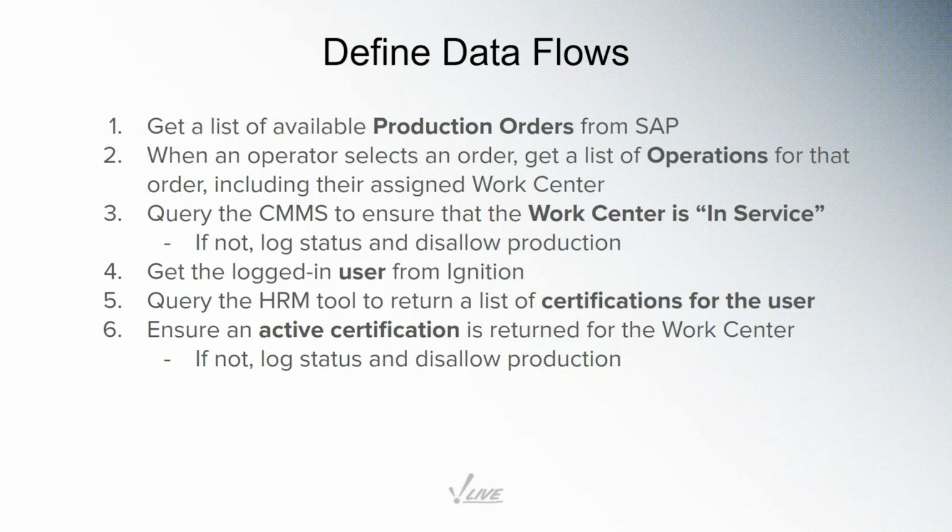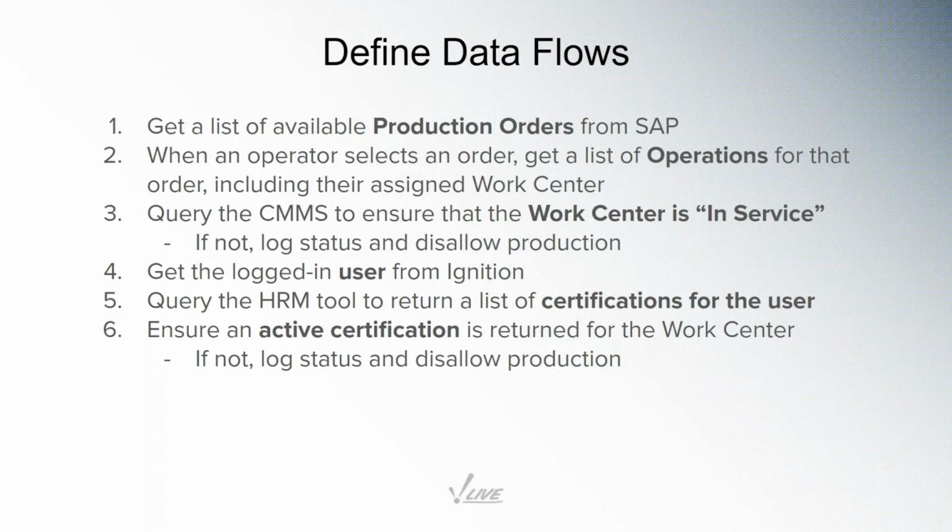Next, we want to actually look at the logged in user from Ignition. So who's the operator that's trying to actually execute an operation at this station? We're going to query the HRM tool to get all the certifications for the user who's currently logged in. And then we're going to check if they have an active certification for the work center that we're trying to execute on. And if not, we're going to log it again, and we're going to disallow production. So that's the overall process.